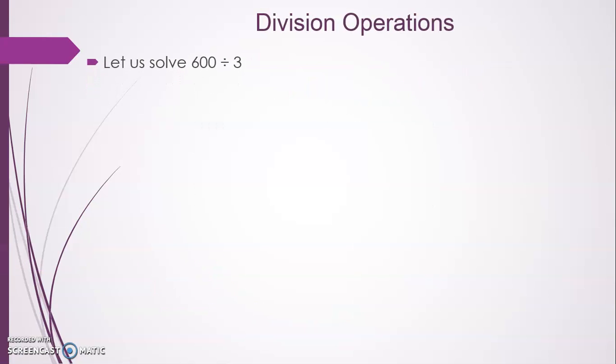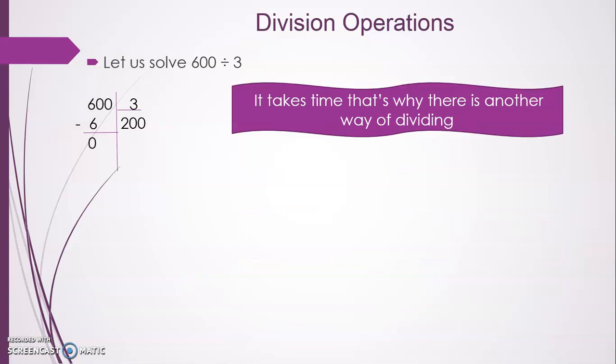First of all, division operations. If I have this operation and I want to calculate its answer, I write 600 divided by 3. I take the 6. I ask myself, 3 times what gives me 6? 3 times 2. I write 6 and I subtract. 6 minus 6 is equal to 0. Then I copy the zeros left. Look how it takes much time with us. That's why there is another way of dividing. Let us see what it is.